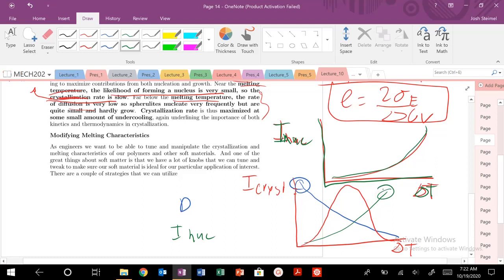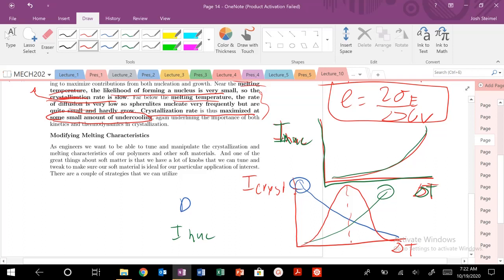So I need to find this Goldilocks moderate amount of undercooling in order to crystallize my material appreciably, to maximize my crystallization rate. So again, my crystallization rate is maximized at some small amount of undercooling here.